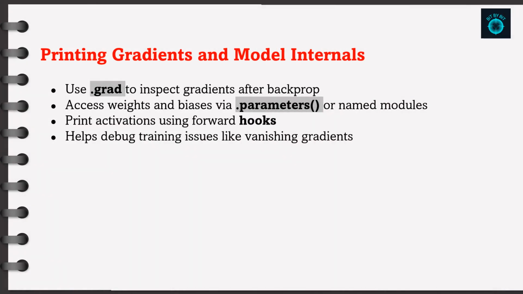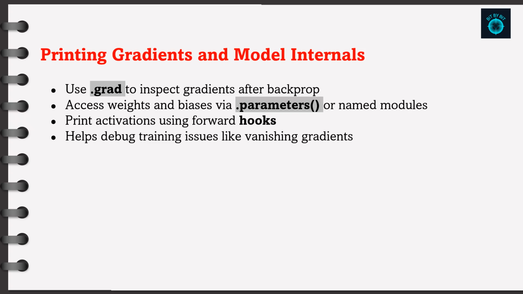Printing gradients and model internals. To debug a model in PyTorch, you often need to inspect its internals. The most direct way is to print the gradients. After calling backward, every parameter has a .grad attribute. This tells you how the loss is affecting each weight. You can also inspect the model's weights and biases using .parameters or .named_parameters.